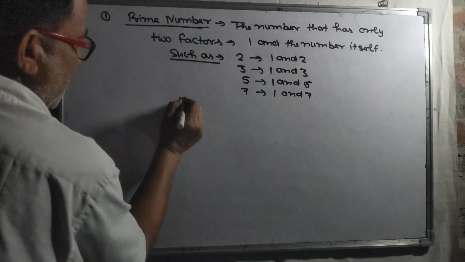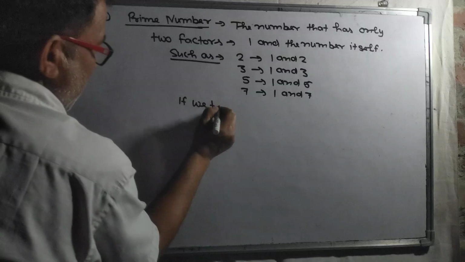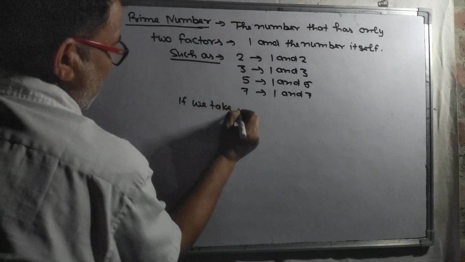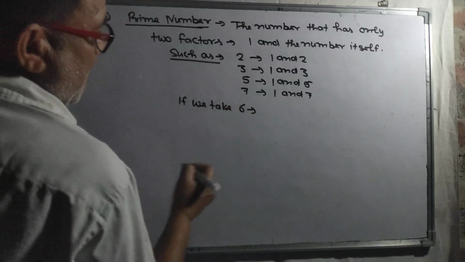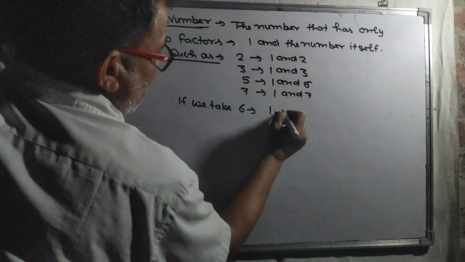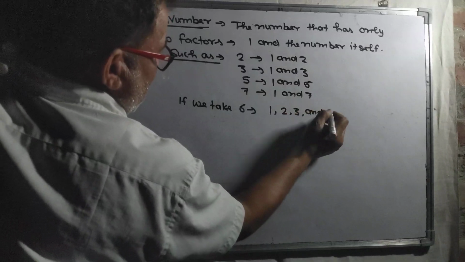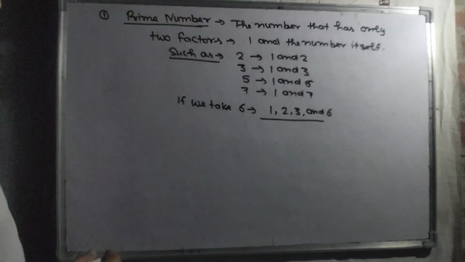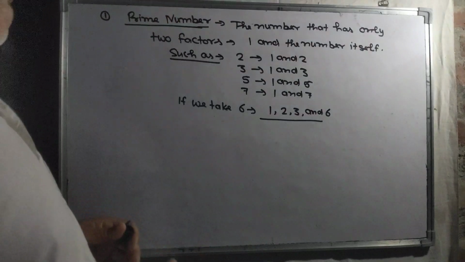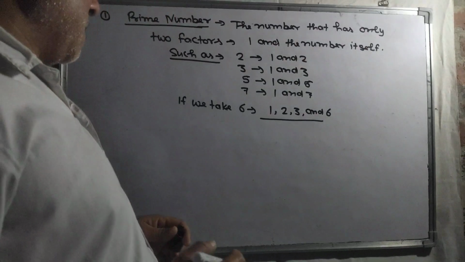If we take 6, the factors are 1, 2, 3 and 6. So this number is not a prime number, it is a composite number.